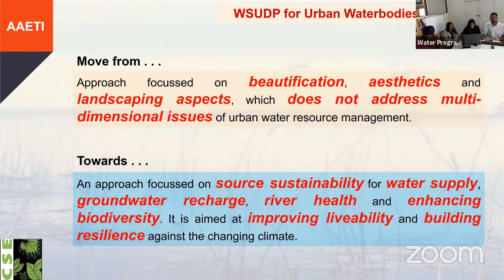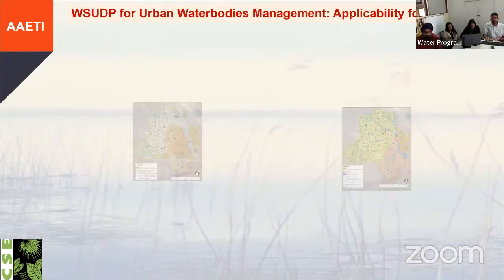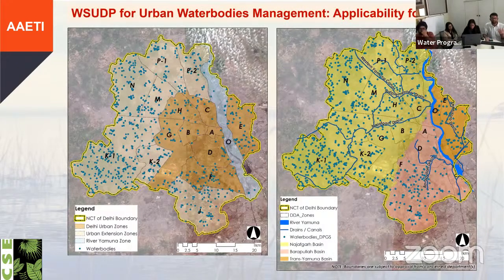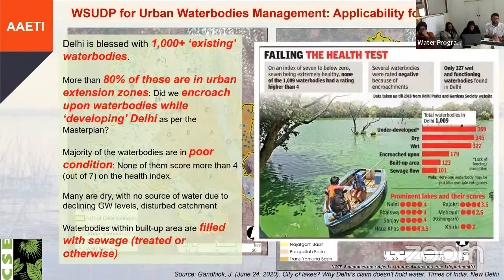So I think 3 examples from Delhi play an important role in trying to understand how this actually gets manifested in cities. So I think Delhi has 1,000+ water bodies. They're all mapped in Delhi, and more than 80% of these are in the rural part of Delhi. So did we encroach them while developing Delhi's master plan? That's to be understood. Maybe over the past 50 years, we have taken water bodies, their command areas, their catchment areas. Now we have filled those water bodies up.